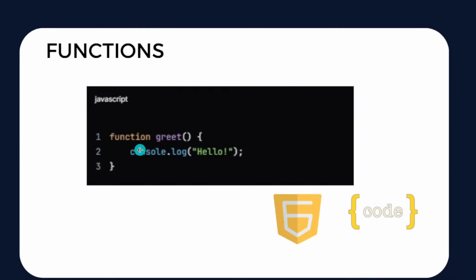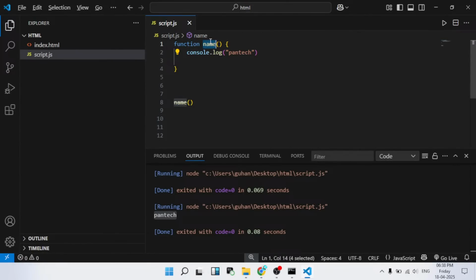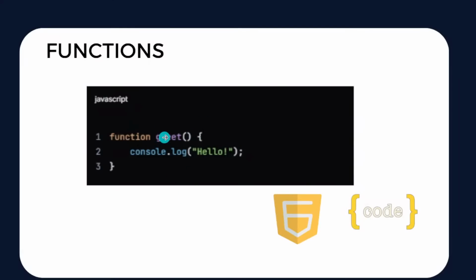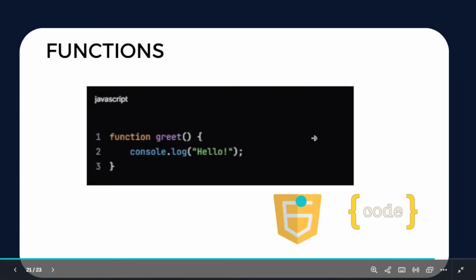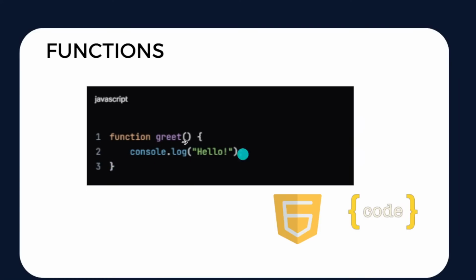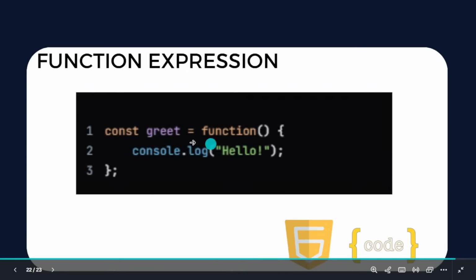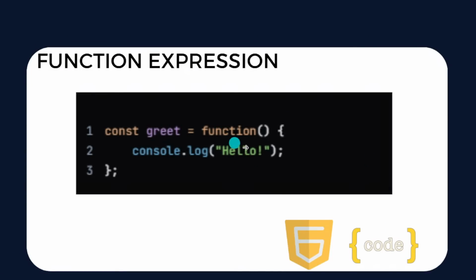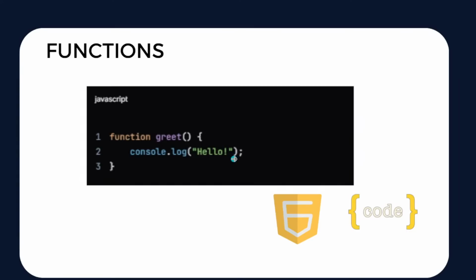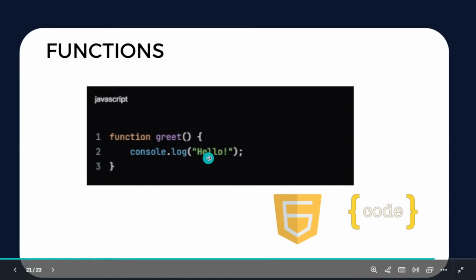Okay, we need to mention function, and greet is a function name. I mentioned in this PPT that greet is a function name, and after that I need to create a flower bracket and end flower bracket, and inside of the flower bracket I need to mention console.log. It means print, it prints the output here. Inside it I am giving the string of hello. When I call the greet function, it will print the hello.